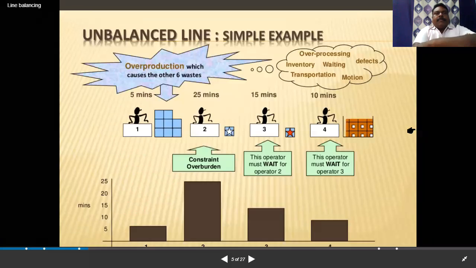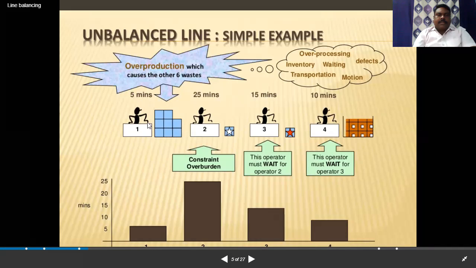So this is an unbalanced line, a simple example. Here you can see at the corner overproduction, which causes the other wastes: 5 minutes, then 25 minutes, again 15 minutes, again 10 minutes. So from one workpiece to another workpiece, here 5 minutes and 25 minutes constant overburden, and this operator must wait for operator 2. Means he has to complete this 25 minutes, he has to wait.